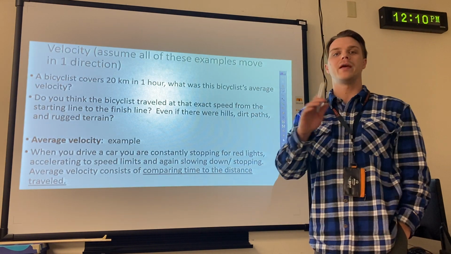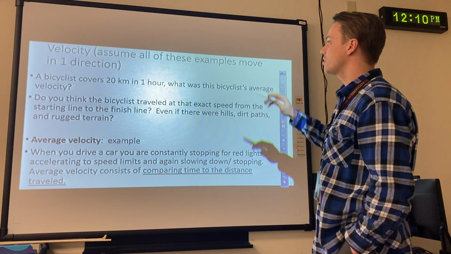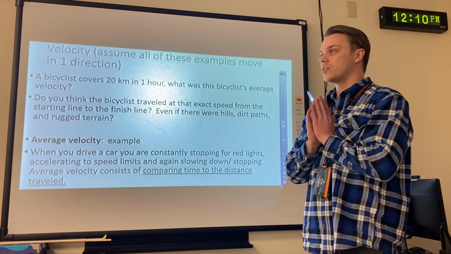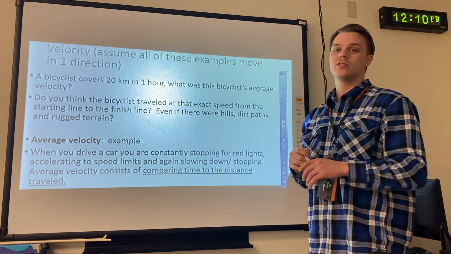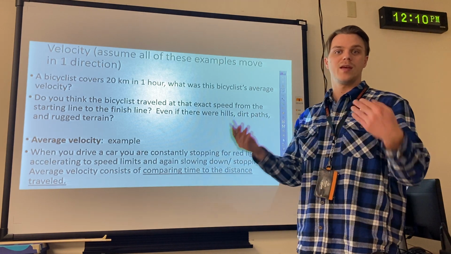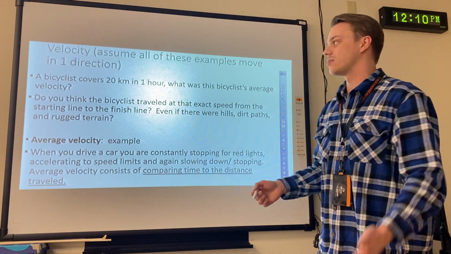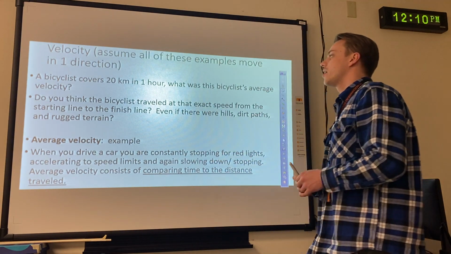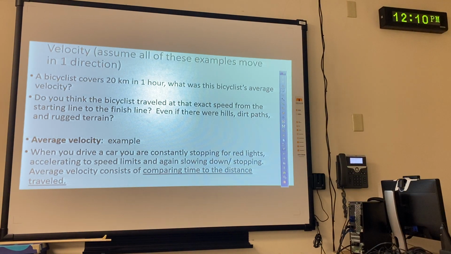So, nice basic velocity problem. Assume all these examples are an object that moves in one direction. So these are objects moving in a perfectly straight line, all right? And their speeds are remaining constant. They're not speeding up, they're not slowing down, or at least we're determining their average speeds. So a bicyclist covers 20 kilometers in 1 hour. What is the bicyclist's average velocity?